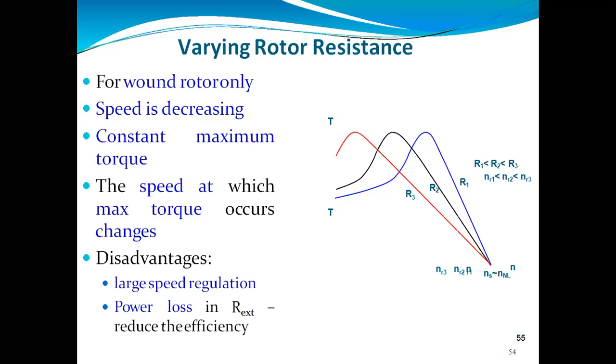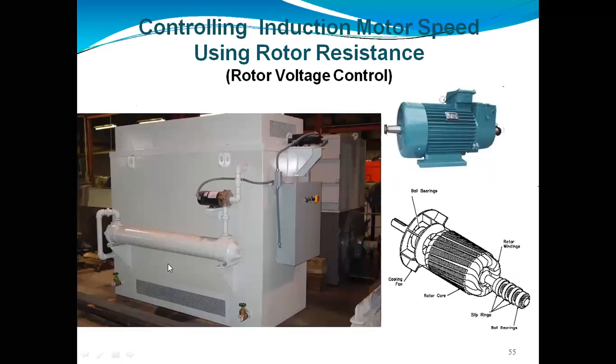And also here you will require large speed regulations, because to increase the speed you are supposed to reduce the resistance. So we can say it is having disadvantages like large speed regulation. So here we can see the third method.